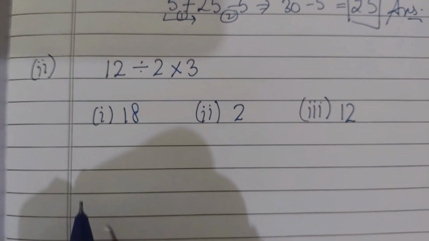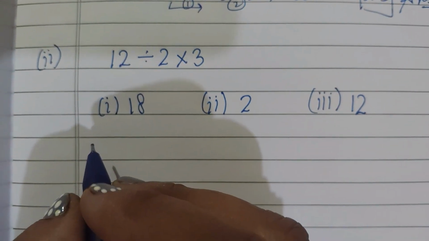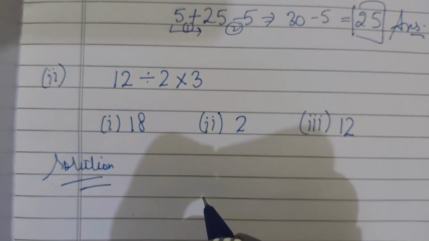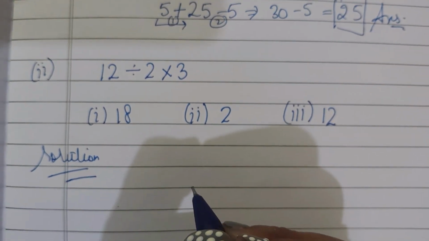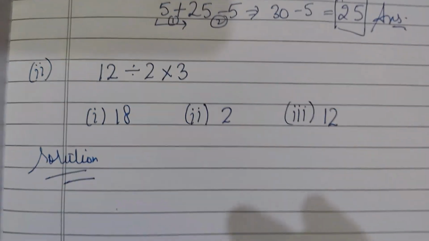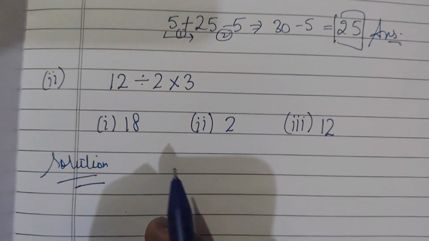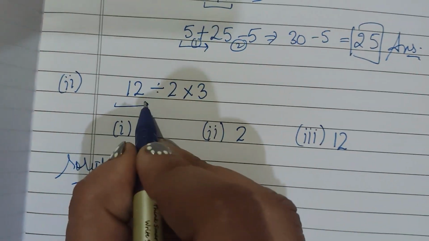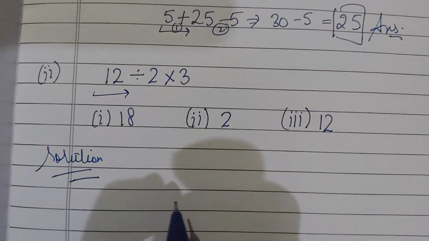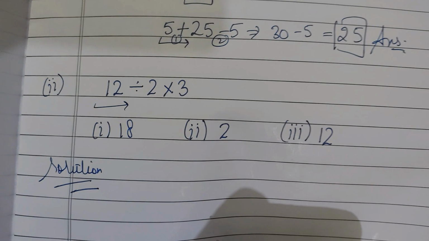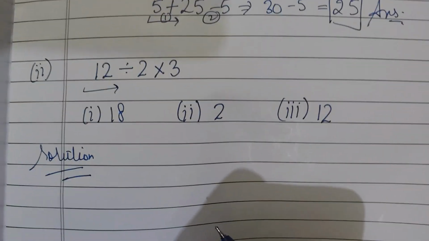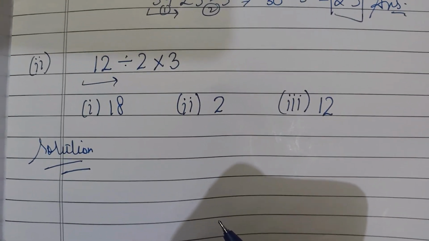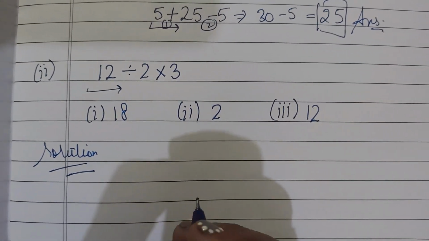So let's solve this question. Again we solve this using PEMDAS. According to PEMDAS, we have division and multiplication in the same line, so we'll solve it from left to right. We'll solve the division first, then multiplication. Many people do it the wrong way. They multiply first and then divide and they will get the wrong answer. So if we divide first and multiply later, we'll solve this in the right way.